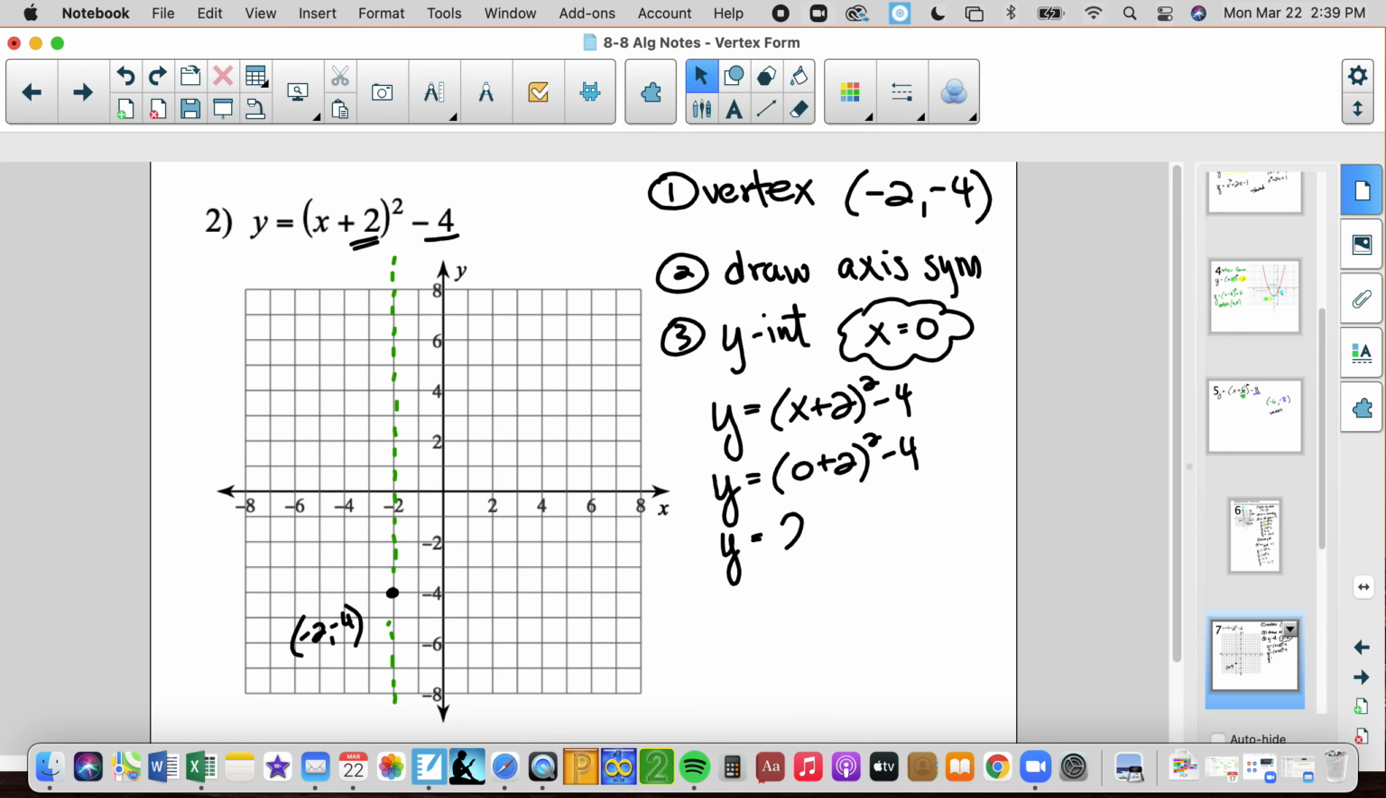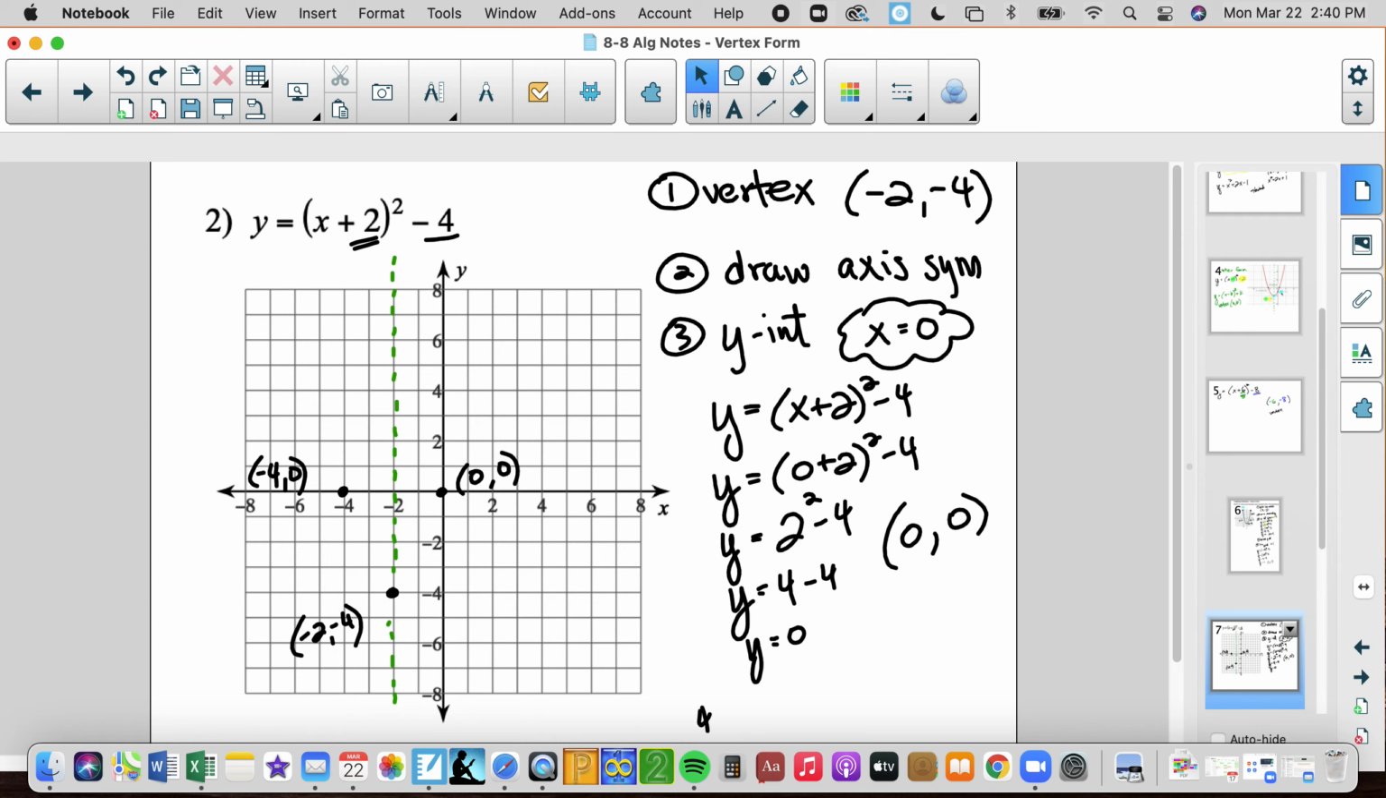So 0 plus 2 is 2, 2 squared is 4, 4 minus 4 is 0. So the y-intercept is actually going to be 0, 0. That's interesting, right? You don't see that often, but it does happen, where the origin can be your y-intercept. Now that is 2 away on the right, so I'm going to go 2 away on the left. And that location is negative 4, 0. Make sure that you labeled it negative 4, 0 and not 0, negative 4. X values first, then y.